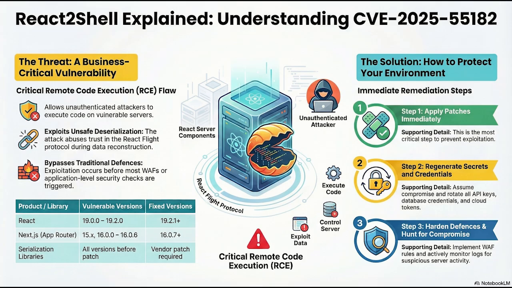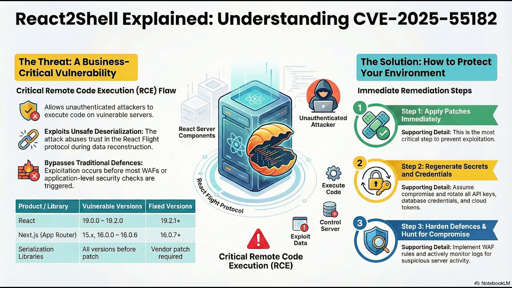So beyond patching and rotating secrets, what does proactive hardening look like for this kind of flaw? Layered defense. The principle of least privilege has to apply rigidly to your RSC servers. Run those environments with minimal OS and cloud privileges. Use read-only file systems if you can. Absolutely. An attacker who gets RCE on a Node.js process that has very few permissions can do significantly less damage.